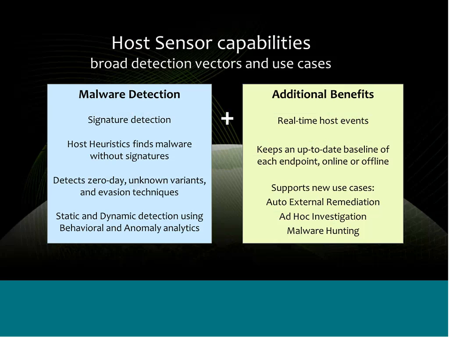The host sensor not only does malware detection, both signature and signature-free, using static and dynamic analysis on the endpoint itself, not in a virtualized environment on the endpoint, but we also do real-time eventing from the endpoint. So this gives you an up-to-date baseline of each endpoint, whether it's online or offline. You can support new use cases like ad hoc investigations. Where else is this file on my network? Where else has this process run on my endpoints? And then you can do some malware hunting as well.